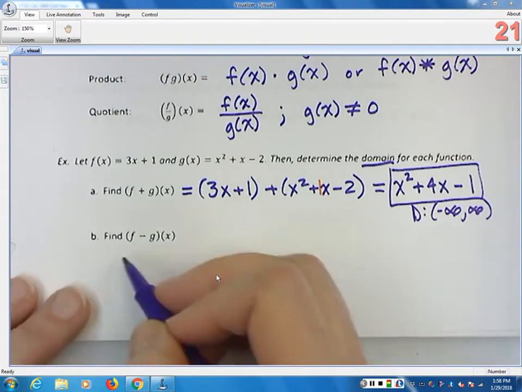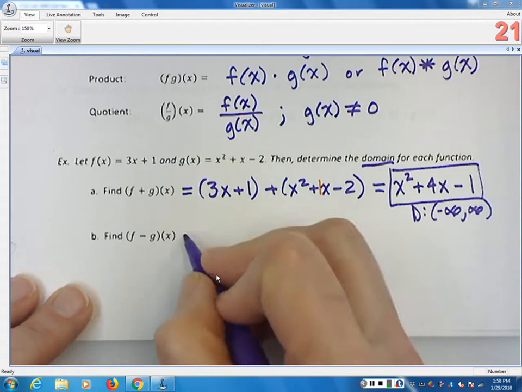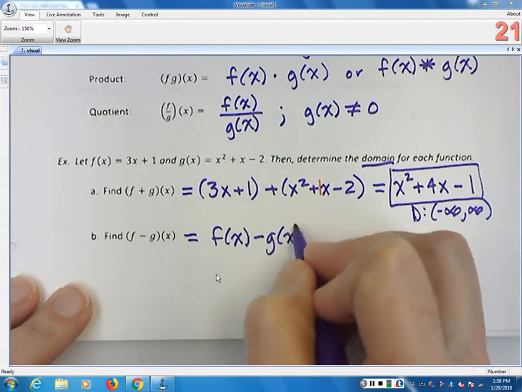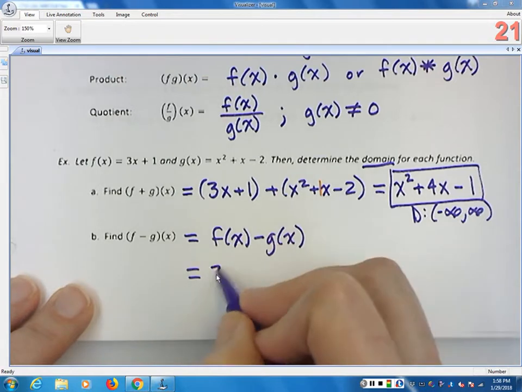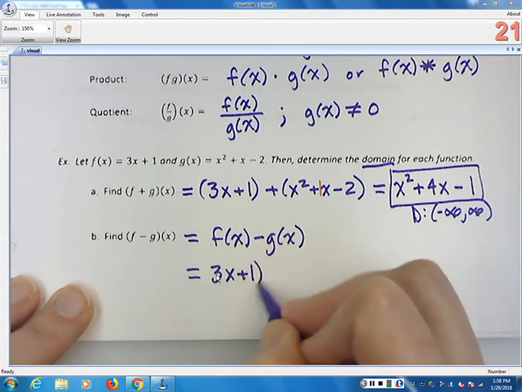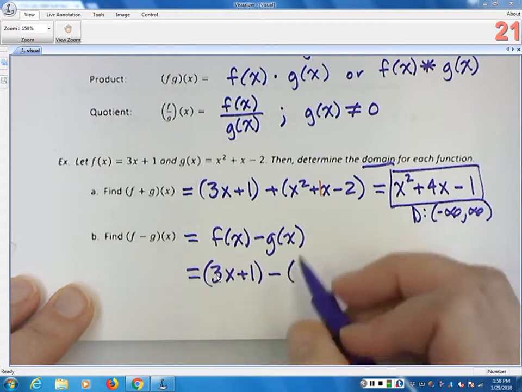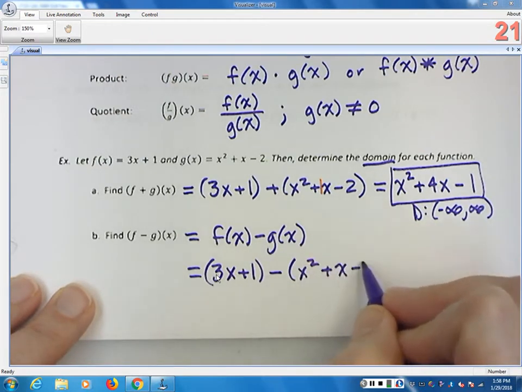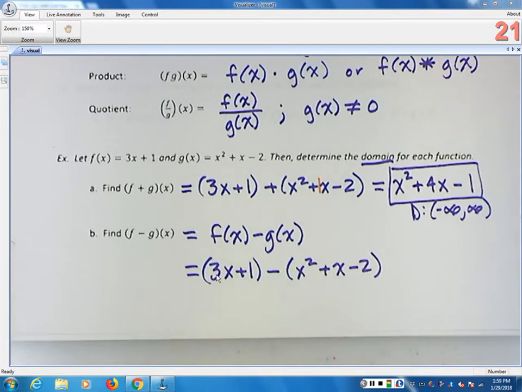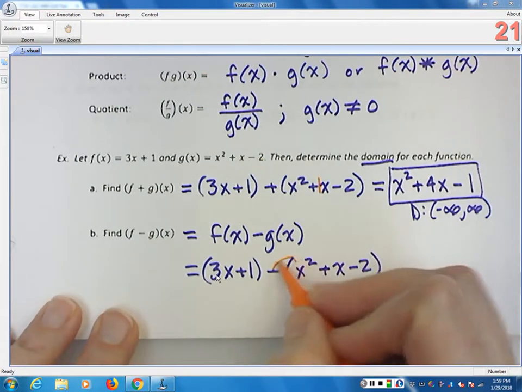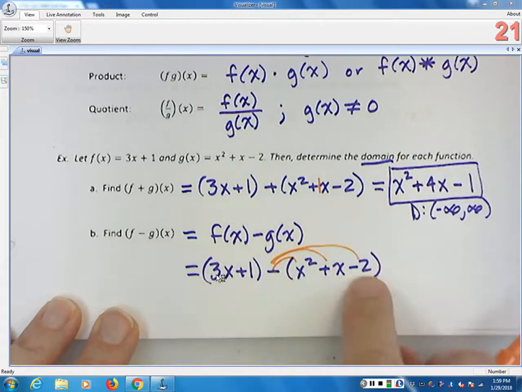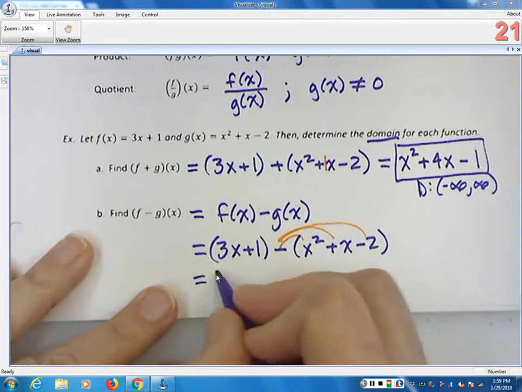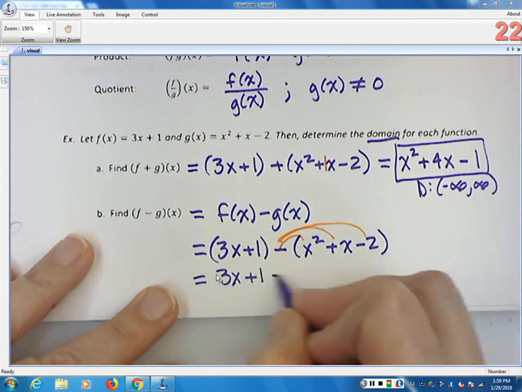And then find f minus g of x. And that is f of x minus g of x. And so f of x is 3x plus 1 minus, and then we do need to make sure we distribute this minus sign. So we're going to distribute the minus sign, and it's going to end up changing the sign of every term. So it's going to be 3x plus 1 minus x squared.